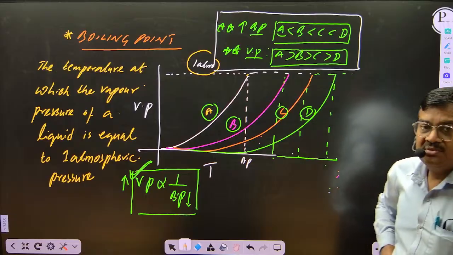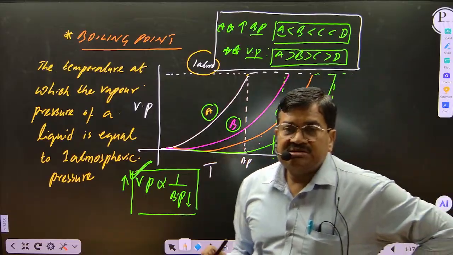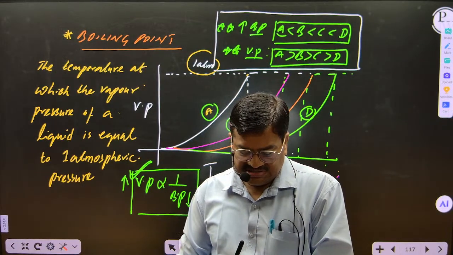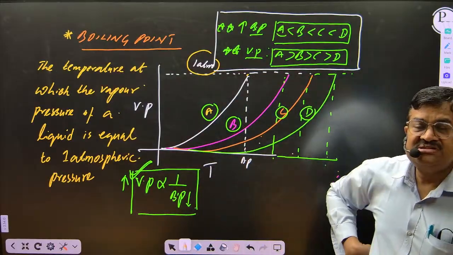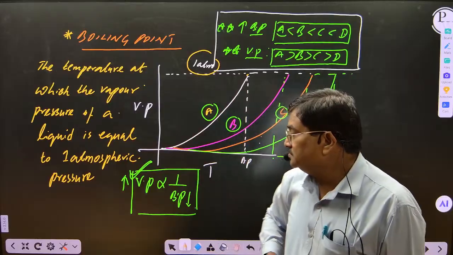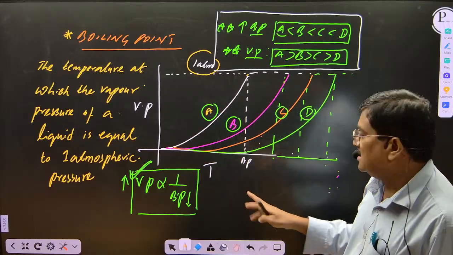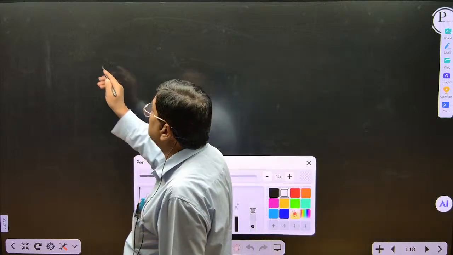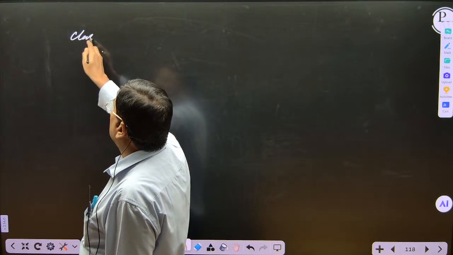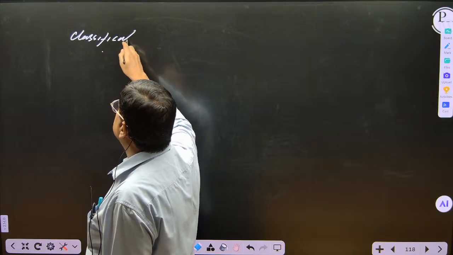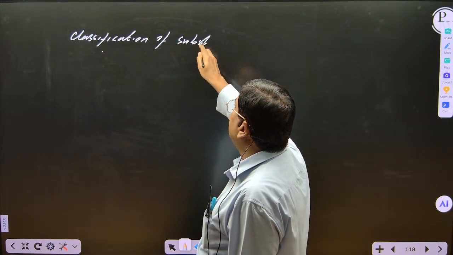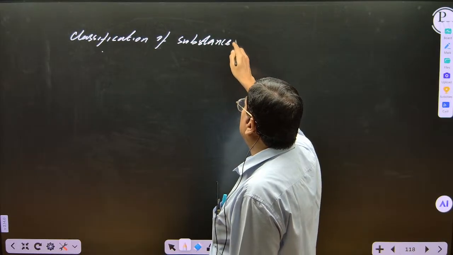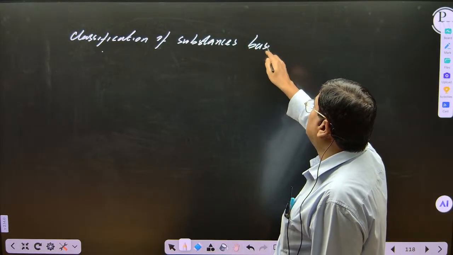Clear? Alright, next heading, classification of substances, last 2 minutes. Classification of substances based on vapor pressure. Up to this clear all of you, right? Alright, last 2 minutes. Classification of substances based on what? Vapor pressure.